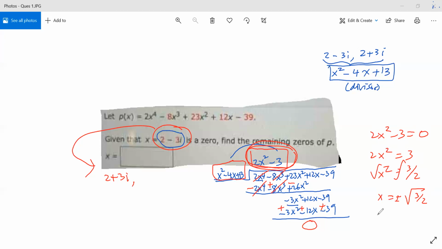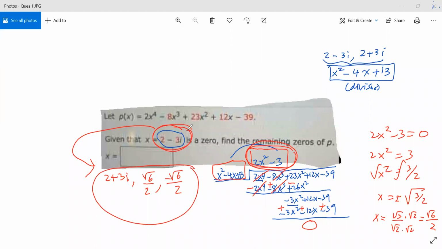Not sure how they will accept it, but if you want to simplify this, then it will be the square root of 3 divided by the square root of 2. Then you can multiply top and bottom by the square root of 2 to rationalize it, which will be the square root of 6 over 4. So then you can write it as the square root of 6 over 4 and negative square root of 6 over 4. I mean, over 2, sorry, not 4. So root 2 times root 2 is just going to be 2. So this is actually just a 2. So right here, we're just going to have 2 here and 2 here. So this will be the remaining zeros. And one was already given, so in total we have 4 zeros for this.